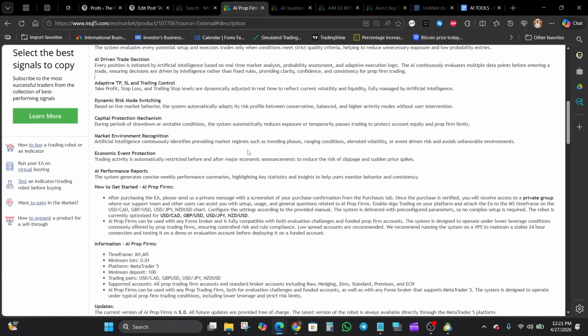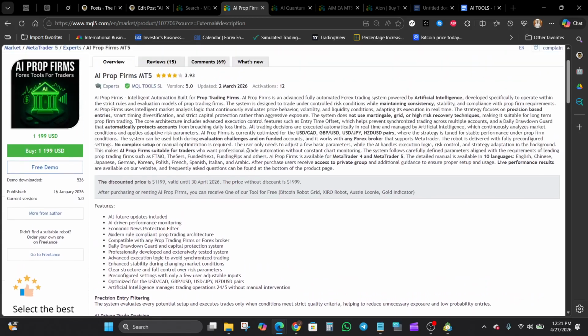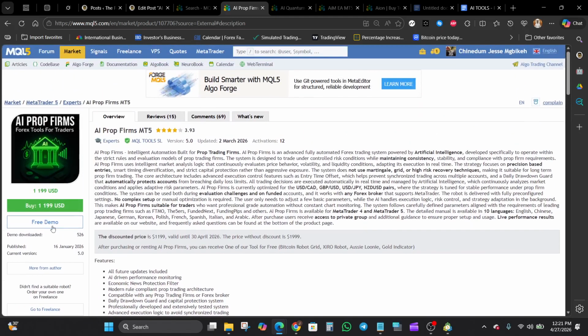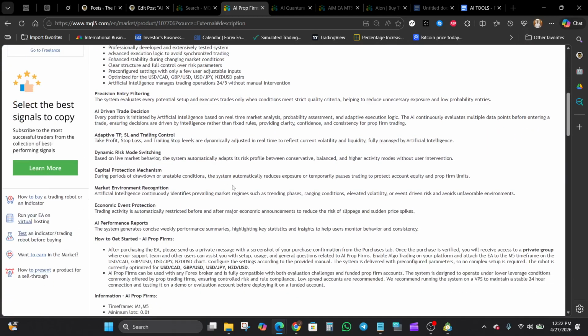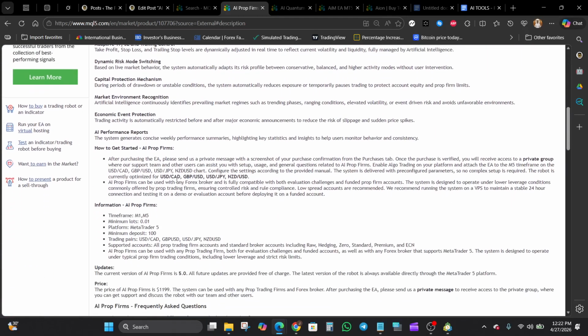So let's just quickly see how this behaves in real market conditions. I already downloaded the free demo and it has been added to my MT5 platform. So we're just going to be testing the AI prop firms EA on one of the recommended pairs and on one of the recommended time frames.